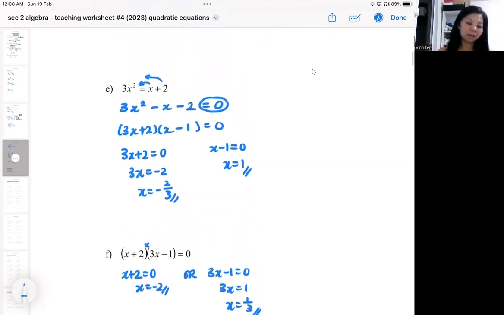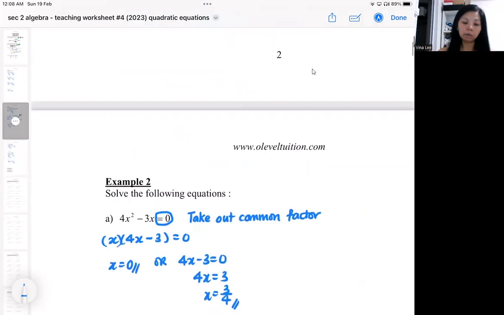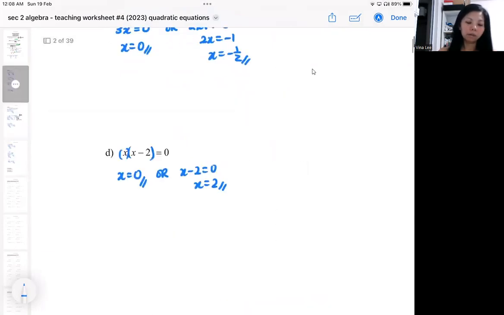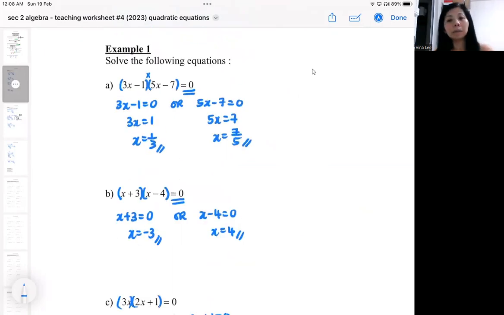So essentially, that's how we solve a very, very basic quadratic equation. Of course, there are some quadratic equations that are a bit more confusing. Okay, but this one will be the basic that you should be able to follow and solve accurately with no careless mistake.